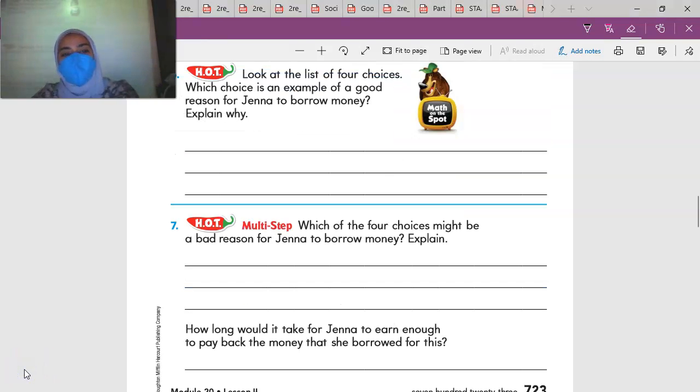Let's talk about the next question. It says, which of the 4 choices might be a bad reason for Jenna to borrow money? What would be a bad reason for Jenna to borrow money? Dominic.